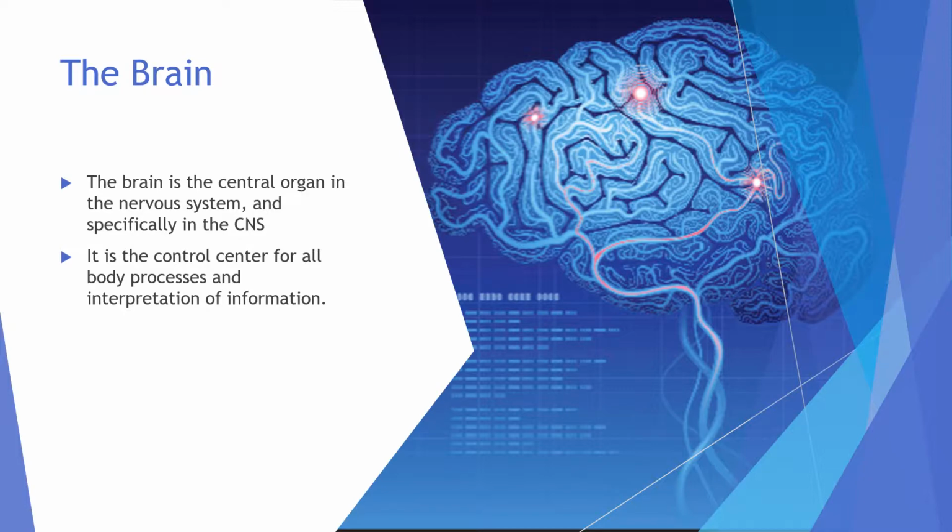The brain. The brain is the central organ in the nervous system, and specifically in the CNS. It is the organ of control for the whole body. It is what allows us to receive and perceive instruction. It allows interpretation of information.